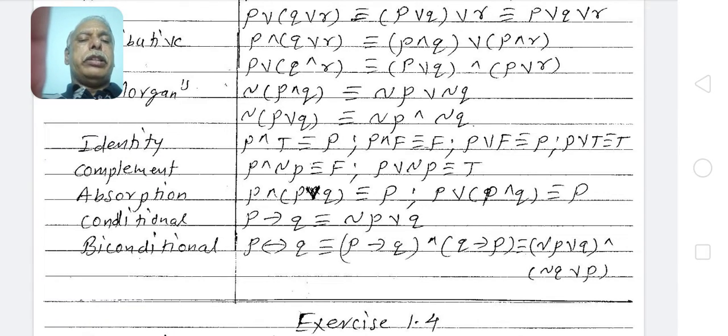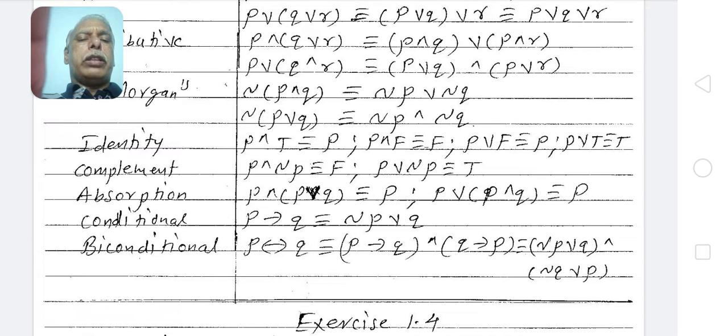Now conditional law. We have already proved this by using a truth table. P implies Q is equivalent to negation P or Q. That means negation of the first statement or the second statement as it is. This single implication we can remove by adding negation to the first statement, then the single implication changes to the OR operator and the second statement remains as it is.